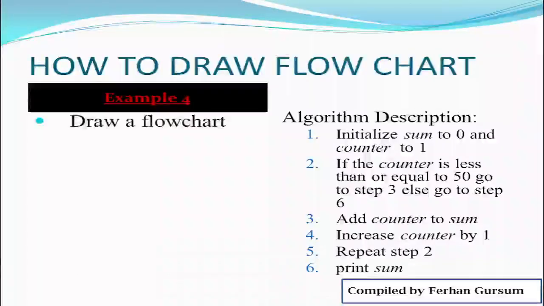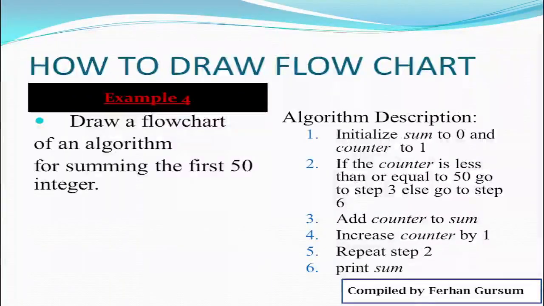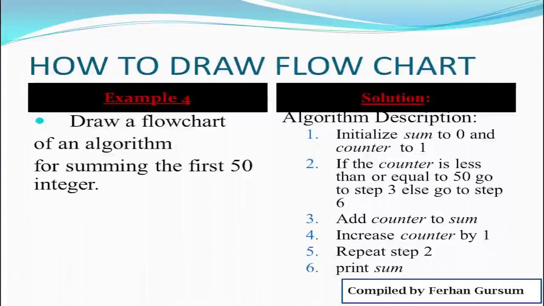Example 4: draw a flowchart of an algorithm for summing the first 50 integers. Okay, we are going to add the first 50 integers. This is how the algorithm looks: initialize sum to 0 and the counter to 1. Because we need a counter, we are going to add numbers from 0 to 50. So we need the counter. We have to initialize sum to 0, counter to 1. If you want, you can assign counter to 0 also, because you can edit it inside.